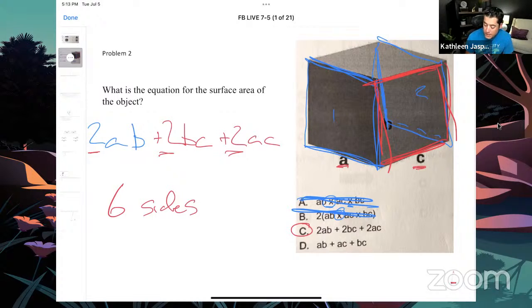Just know that there are 6 sides, and with those 6 sides, opposite sides are the same. So you split them up, divide it by 2. That gives you 3 pairs of sides. Okay.